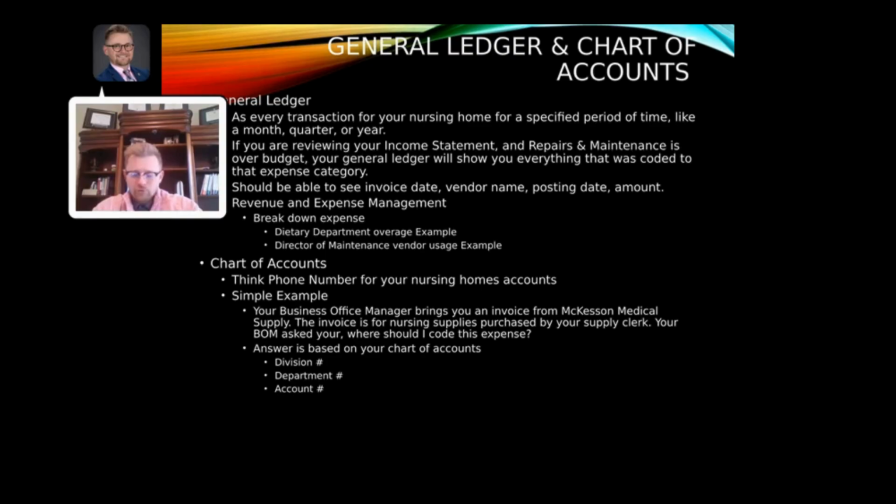We were drastically over 1 month in repairs and maintenance. So in morning meeting, I was going over the prior month financials, and I saw that we were drastically over on repairs and maintenance. I brought it up to my business office manager, who said, well, the director of maintenance said that we just had a lot of things break down that month. Okay.